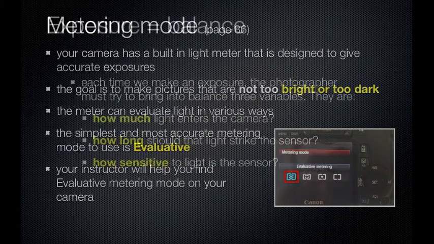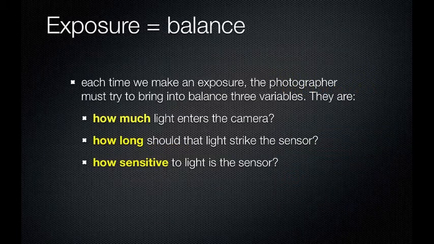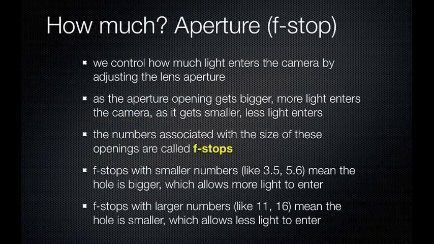Now, we like to think of exposure as equaling balance. Each time we make an exposure, the photographer must try to bring into balance three variables. They are how much light enters the camera, how long should that light strike the sensor, and how sensitive to light is the sensor. So let's start with how much.